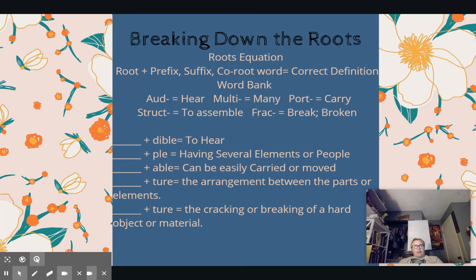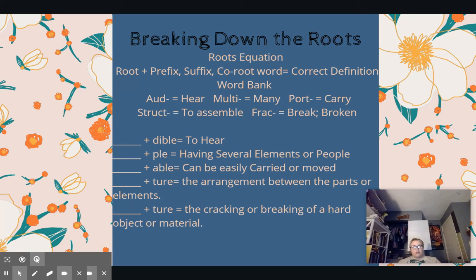So we have a word bank, we have aud, multi, port, struct, and frac. And this is just a really fun class activity to practice just getting associated with the idea of what a root is and just to see it being displayed. As they advance more, you could add in words where the root is at the end of the word and that type of stuff. But I figured we'd keep it simple for today.